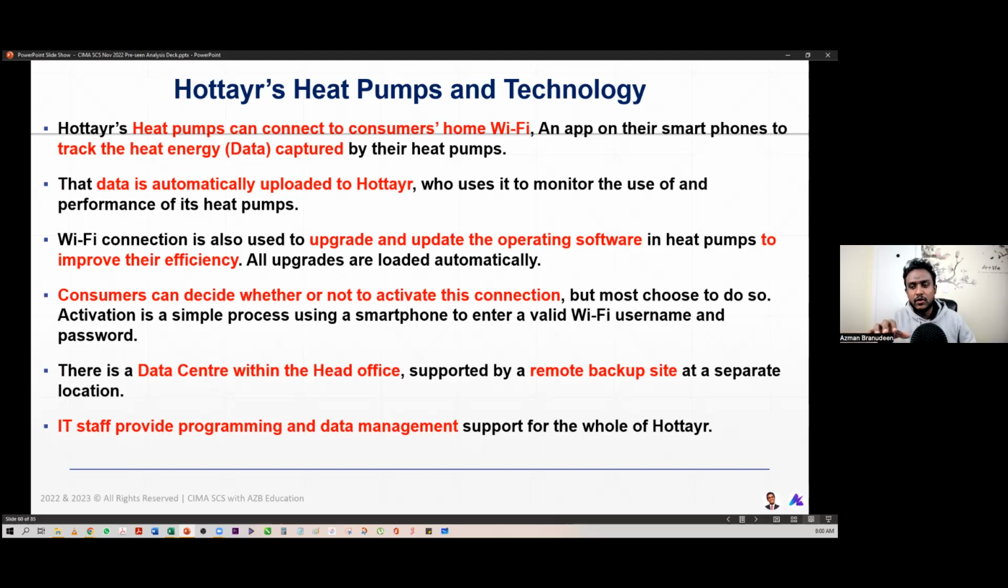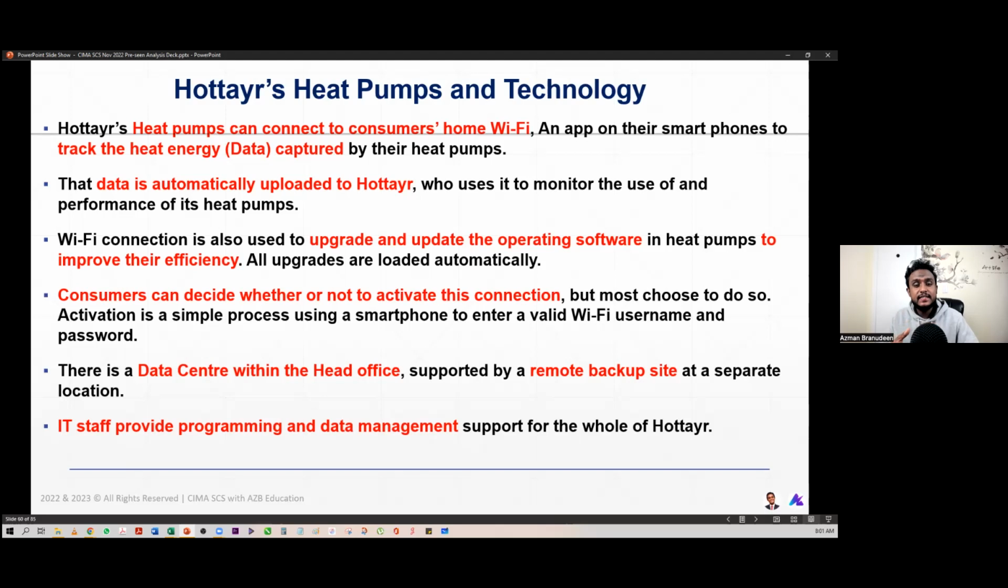So we are collecting this data automatically. The Wi-Fi connection is also used to upgrade and update the operating software, like what Tesla does with their autopilot. And many systems, I suppose, if you have activated automatic updates. And these upgrades and updates to operating software, like Windows 10 or whatever, for heat pumps, improve their efficiency. Consumers can decide whether or not to activate this connection.